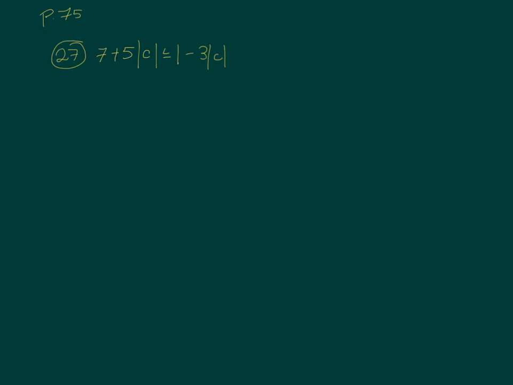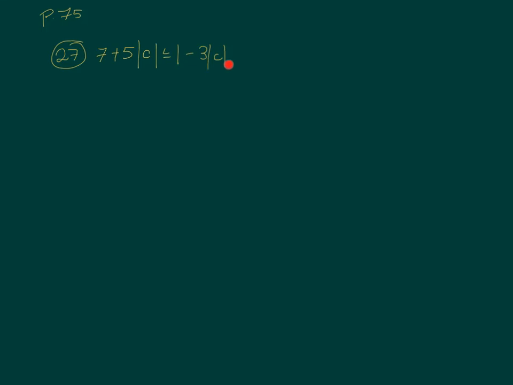I've got to reduce 7 plus 5 times the absolute value of c is less than, and then I've got to reduce 1 minus 3 times the absolute value of c. All right, so the first thing I'm going to do is just simplify, decide which side of the inequality sign I want my constants to be on, which side I want my absolute value to be on.